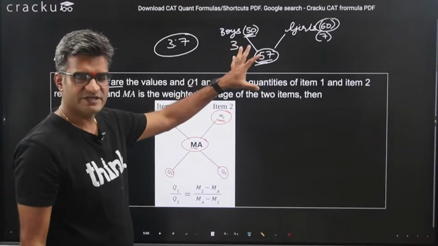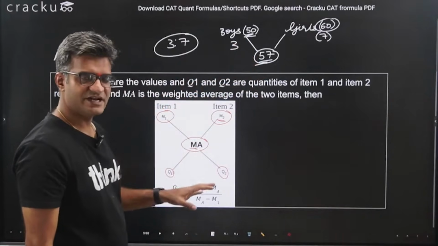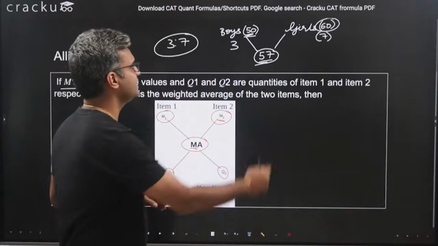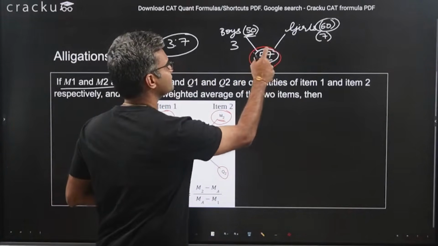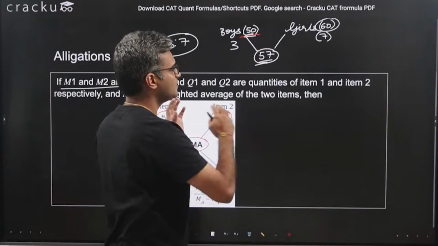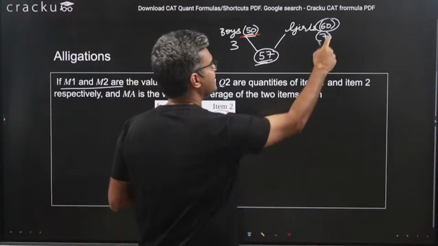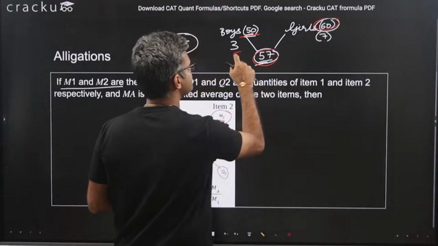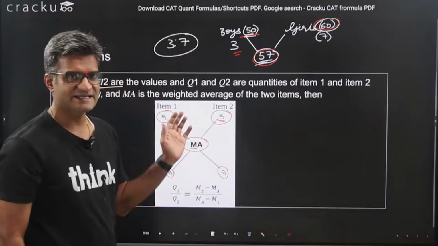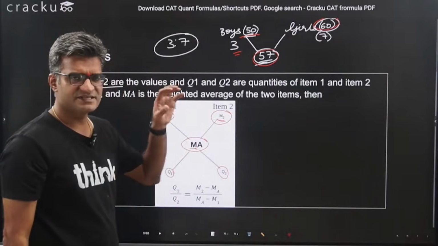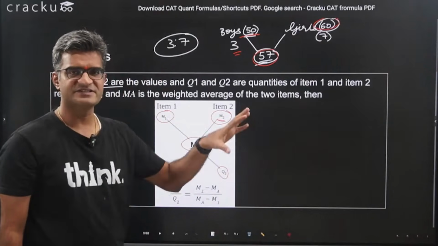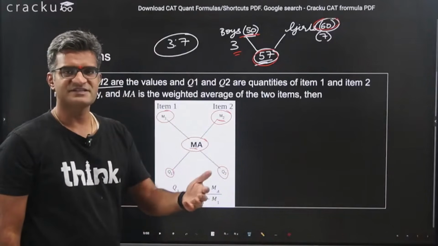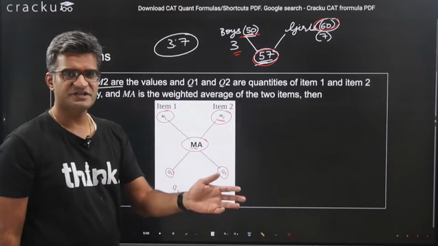In the same thing, without all of these variables that appear confusing, what we are basically doing is: from the average of both of them, subtract the boys' average and put it on the other side, and from the girls' average, subtract the overall average and put it beside boys. So the ratio of boys to girls will be 3:7. This is alligations. This is the specific case in which it is used, but many times it is asked, and you can find out the ratio very quickly.